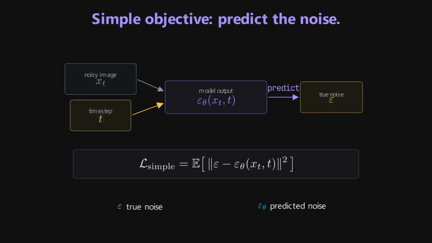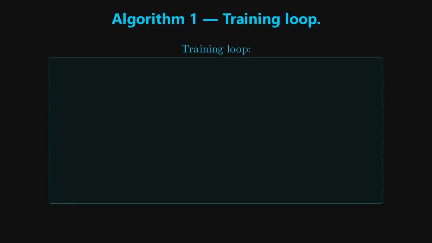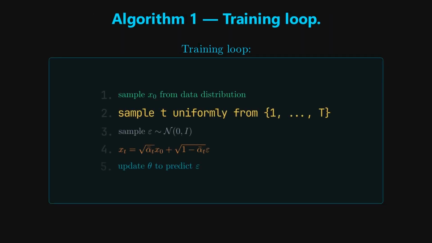No long loop. No slow walk through time. Just a jump. The formula says xt equals square root of alpha bar times x0 plus square root of 1 minus alpha bar times epsilon. This is the time jump that makes training efficient.